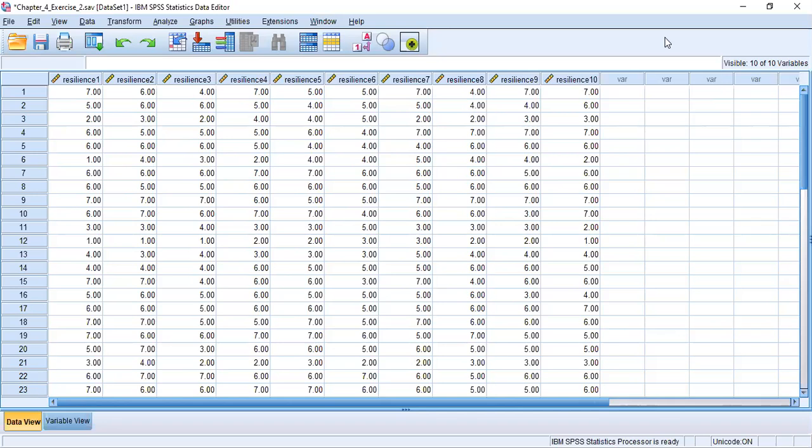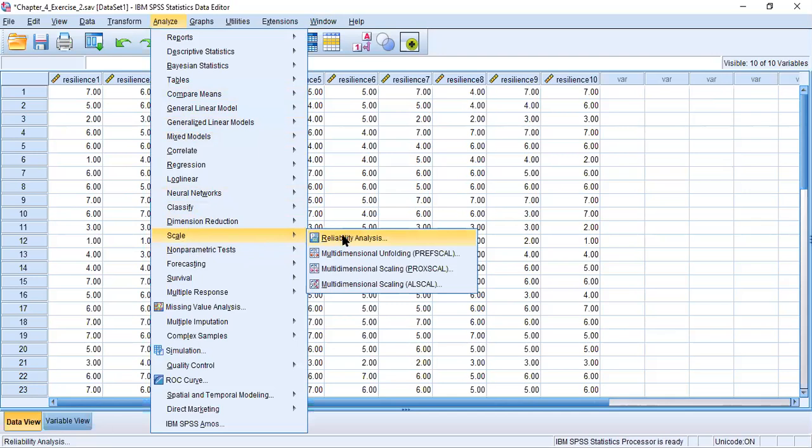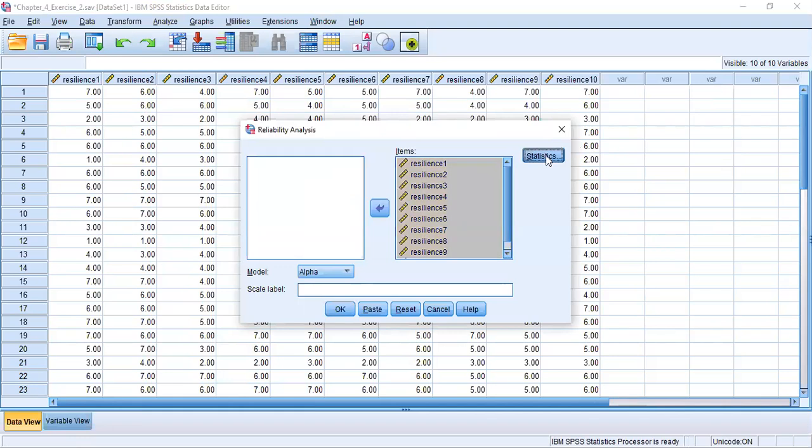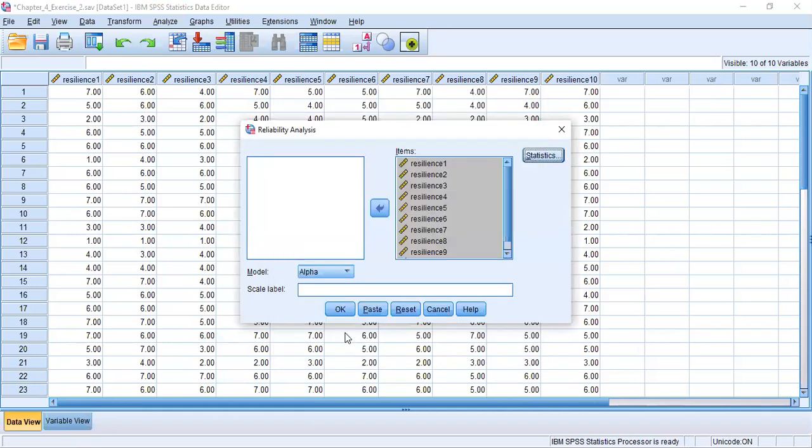Now coming to the analysis part, we are going for reliability analysis. So in Analyze, we go to Scale, then Reliability Analysis. We are selecting all 10 variables, clicking on this, clicking on Statistics. For Descriptives, Item and Scale is selected. Continue. We go for alpha. It's already given over there, so we did not change it.